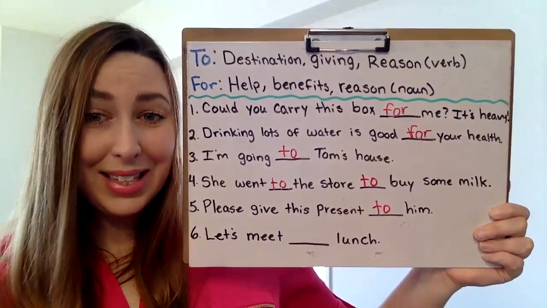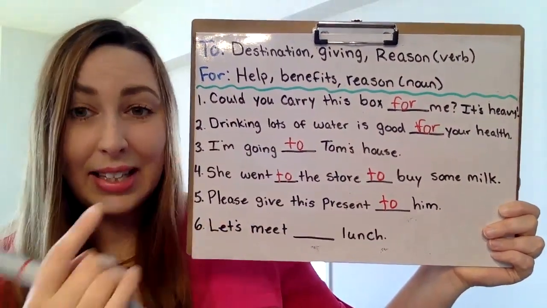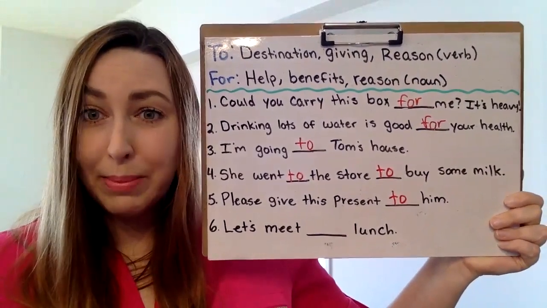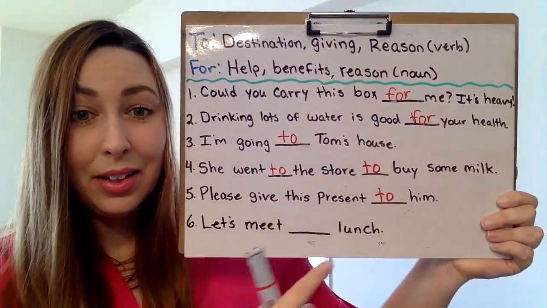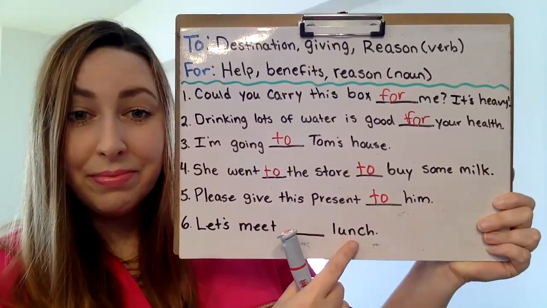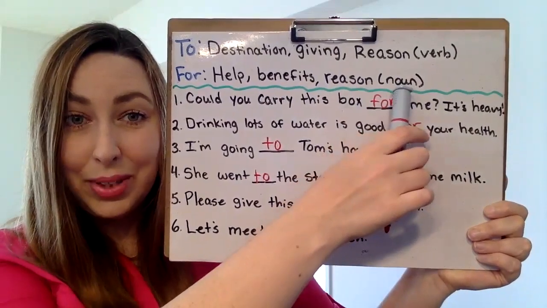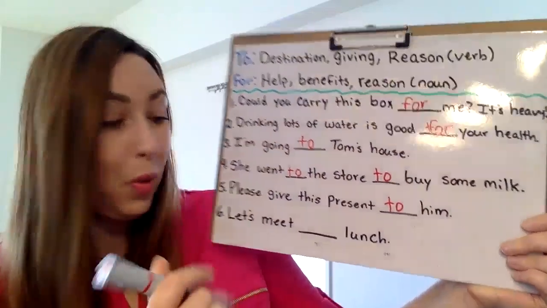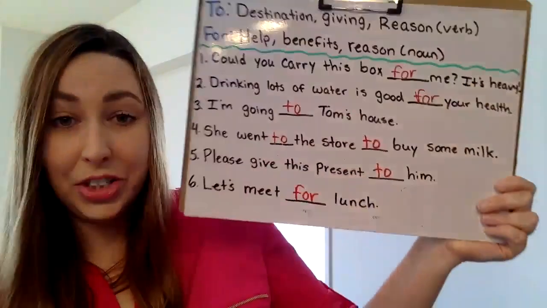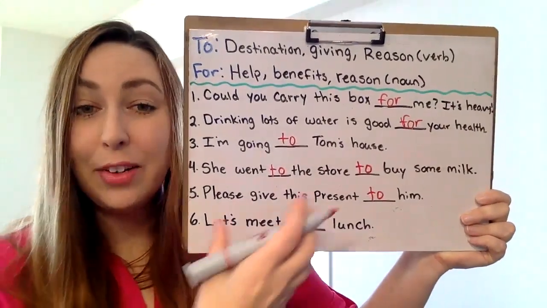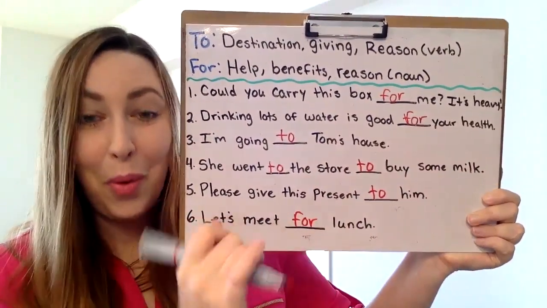Okay. So the correct answer here is let's meet. Why should we meet? What is the reason we are meeting? Well, the reason is lunch. And lunch is a noun. Okay, so reason, noun, we're going to use for. Let's meet for lunch. Lunch is a noun, so we're going to use for.